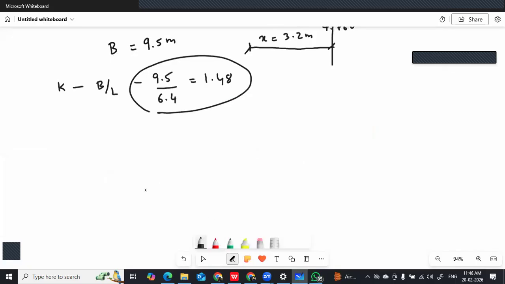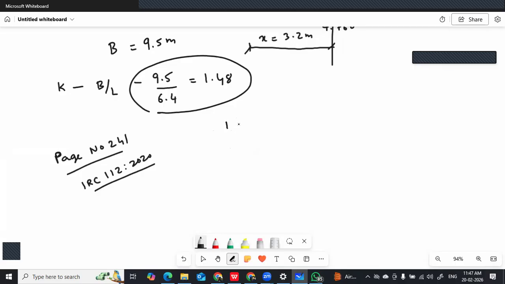You have to refer page number 241 of IRC 112 2020. So in this page, there is one table. They have also given the formula for B effective, whatever formula we have discussed, that formula is also given, and they have given one table in page number 241. I will write that table.